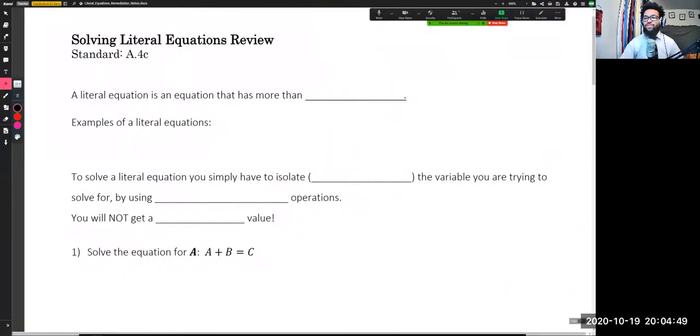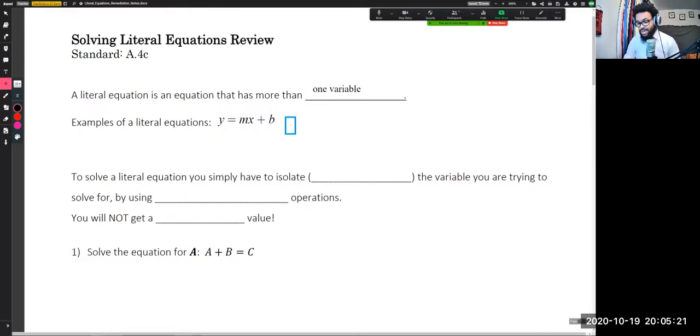So let's first begin with the definition. A literal equation is an equation that has more than one variable. Some examples of literal equations are some things you've probably seen before. One that you will see a lot here soon, y equals mx plus b. If you aren't familiar with that, you will be.